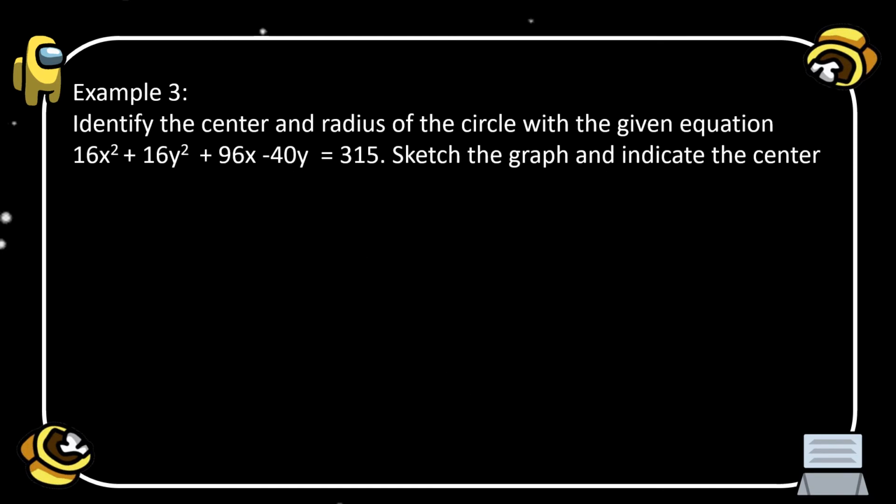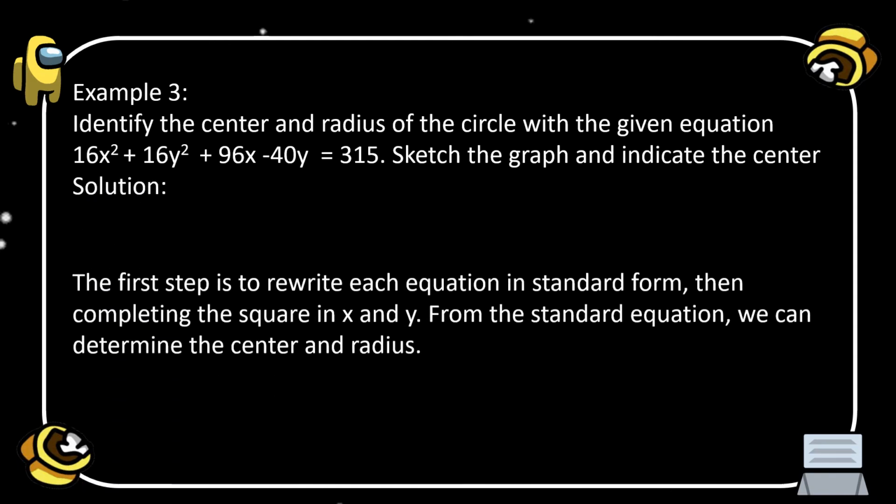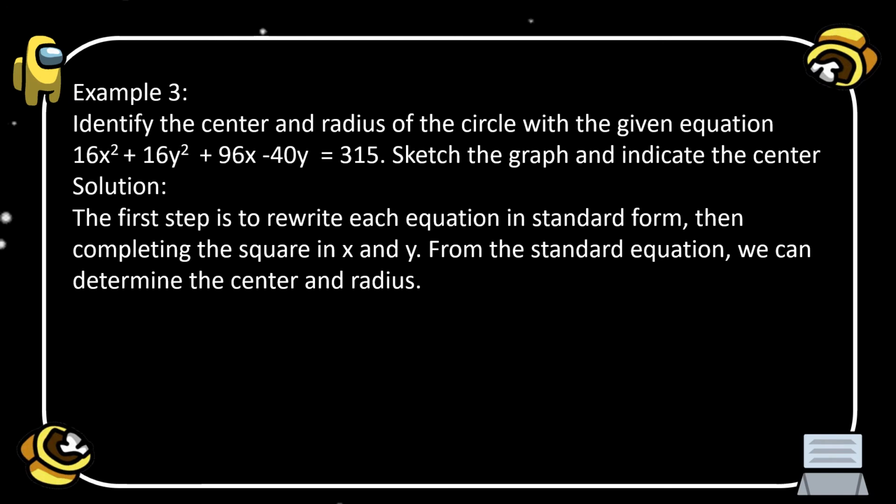Okay, another example. Identify the center and radius of the circle with the given equation 16x squared plus 16y squared plus 96x minus 40y is equal to 315. Sketch the graph and indicate the center. So we have here the solution. The first step is to rewrite the equation in standard form, then complete the square in x and y. From the standard equation, we can determine the center and radius.